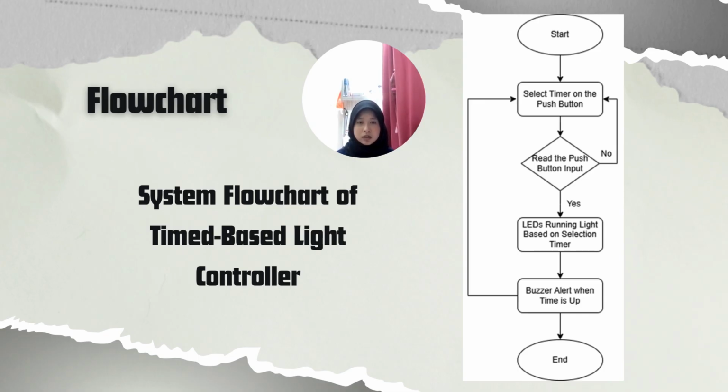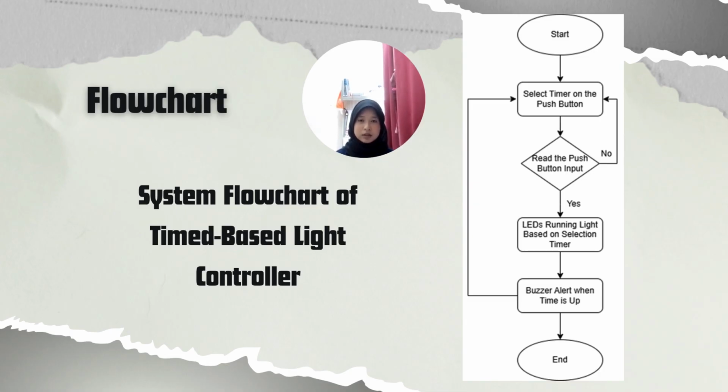Based on the chosen duration, the system activates a sequence of LED patterns, providing a visual running light effect to indicate the timer is in progress. Once the timer duration elapses and the LED sequence completes, the system activates the buzzer to give an audible alert signaling the end of the timer cycle.